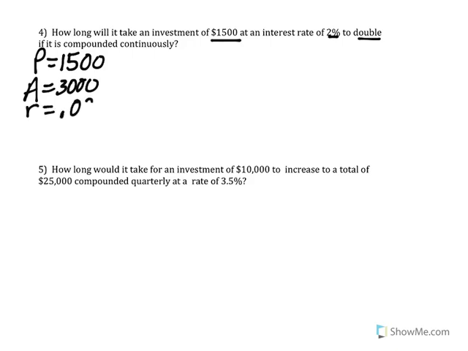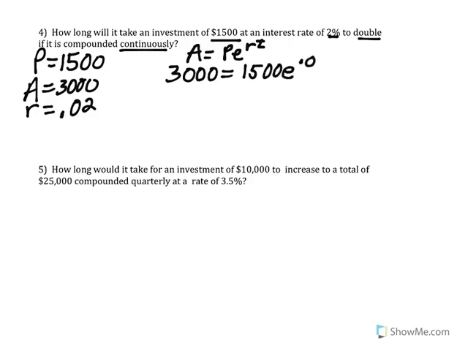The interest rate is going to be 0.02, and it's going to be compounded continuously, so we're going to use the PERT formula. We will do 3,000 equals 1,500 e to the 0.02 times t. Since we're solving for t and we're solving for something in the exponent, we will need to use logarithms. We're going to divide out the 1,500 on both sides. That'll give us 2 is equal to e to the 0.02 t.